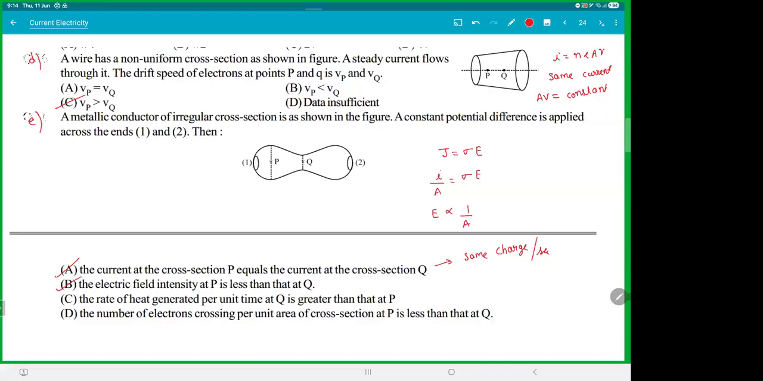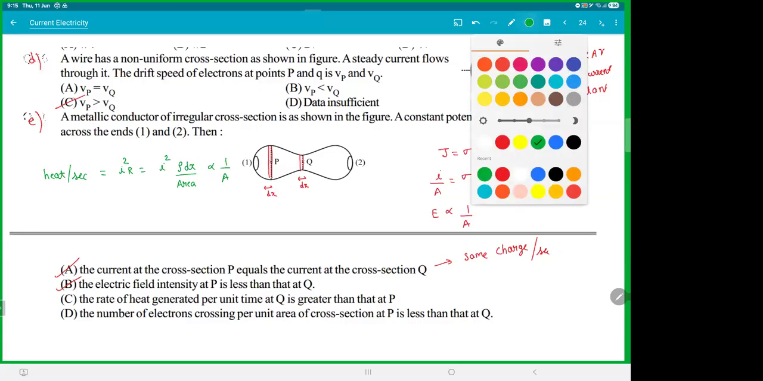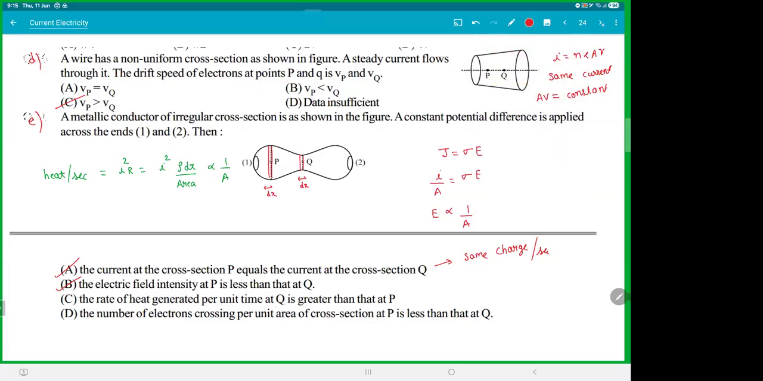The rate of heat generated per unit time at Q is greater than P. Here we need a little discussion. If you take a thin cross section here of thickness dx, I know I still didn't teach you this, but heat per second, you know this from school, is equal to I square R. And resistance is rho dx by area. Current is same, rho is same, thickness is same. So the heat per second is proportional to 1 by area. Means whoever has more area will have less heat produced. So the rate of heat at Q is greater than P. That is also right.